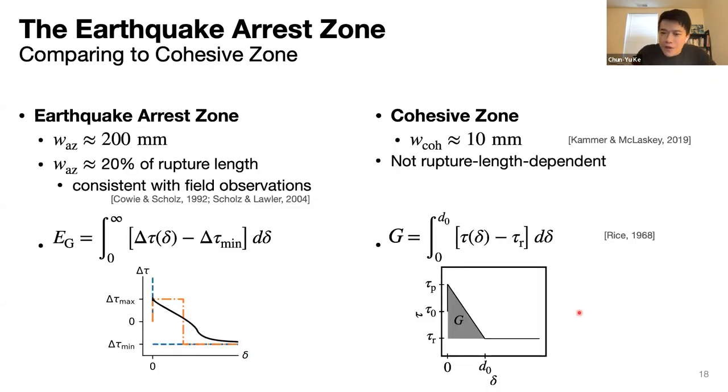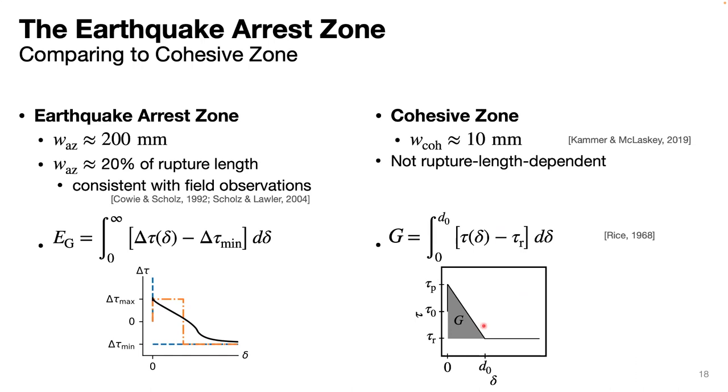Now, putting earthquake arrest zone and cohesive zone side by side. In our experiments, the width of the arrest zone, WAZ here, is about 20 times larger than the cohesive zone estimated from spontaneous dynamic rupture propagation. Also, the WAZ is about 20% of the overall rupture length, which is somehow consistent with field observation, and it means that it depends on the rupture size. On the other hand, cohesive zone should be a local quantity and should not depend on the overall rupture length.